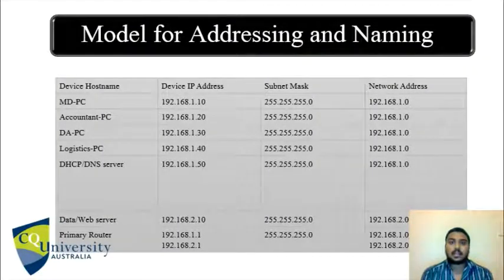Model for addressing and naming. These are the 5 devices we are using. Each device has a different IP address but the same subnet mask and the same network address. Coming to the data server or web server. A web server is server software, or hardware dedicated to running this software, that can satisfy clients' requests on the World Wide Web. A web server can in general contain one or more websites. A web server processes incoming network requests over HTTP and several other related protocols.